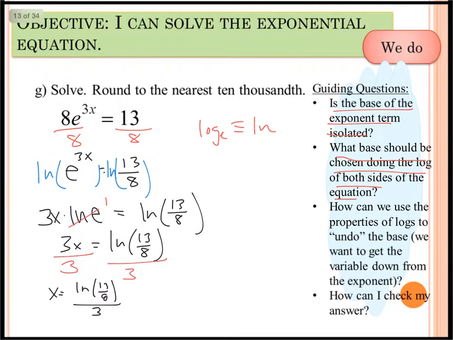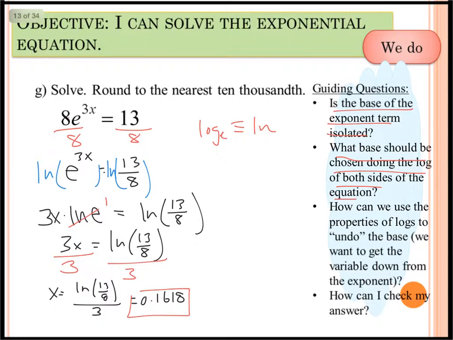Don't divide that 13/8 by 3. Make sure that you take the log of that fraction, and then after you've done that, divide it by 3, or else you're going to get an error in your answer. So I'm going to plug that into my calculator. I end up getting 0.1618. They wanted me to round to the nearest 10,000th again, so that's 4 decimal places.